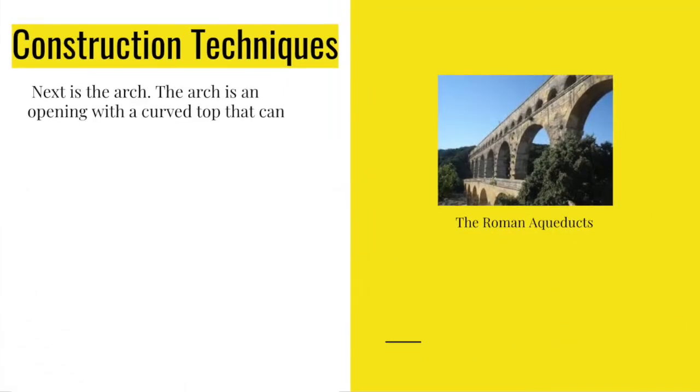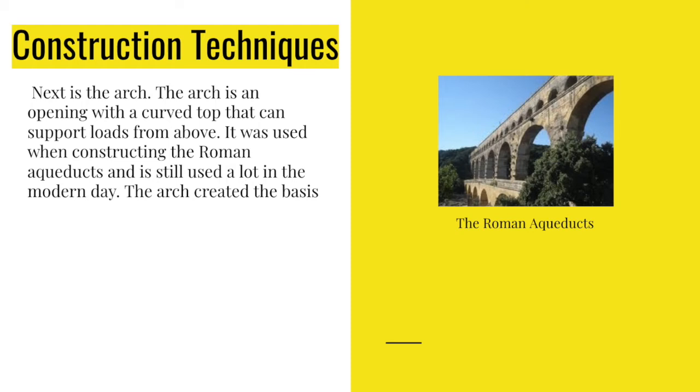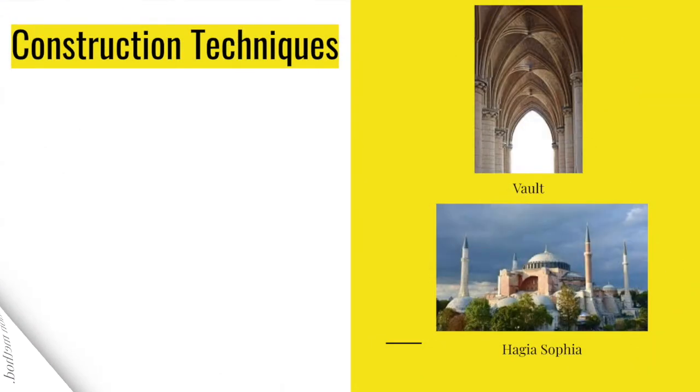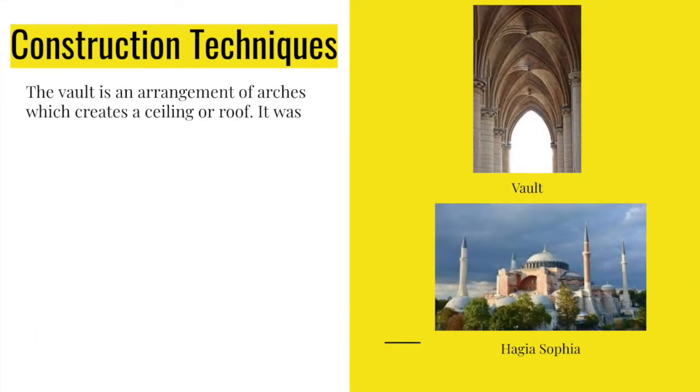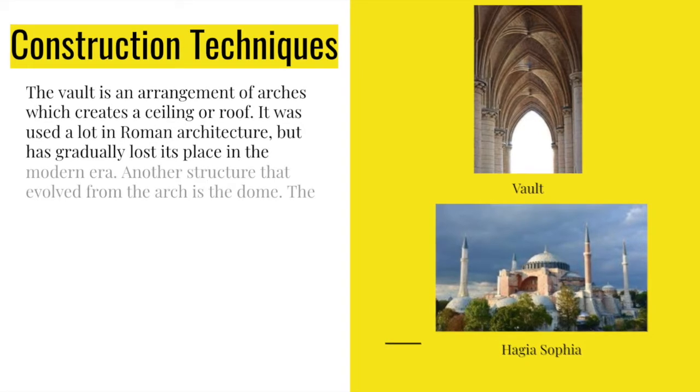Next is the arch. The arch is an opening with a curved top that can support loads from above. It was used when constructing the Roman aqueducts and is still used a lot in the modern day. The arch created the basis for the vault, which is the next construction method. The vault is an arrangement of arches which creates a ceiling or roof. It was used a lot in Roman architecture, but has gradually lost its place in the modern era.